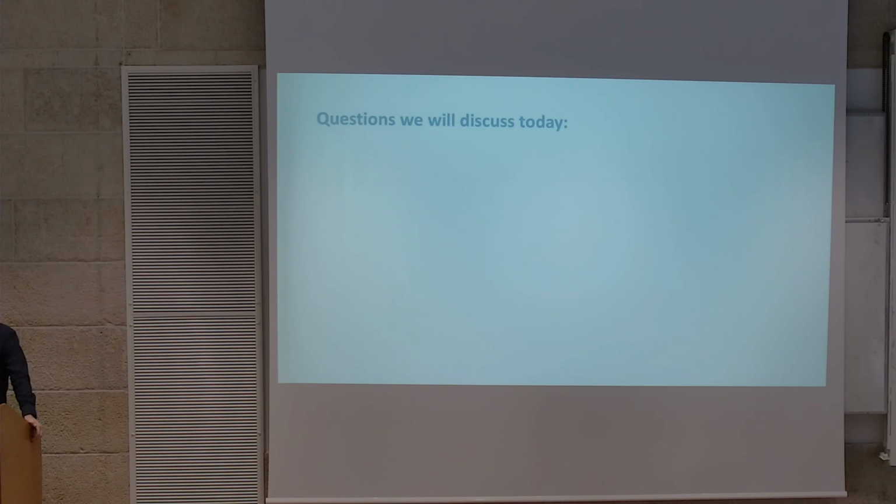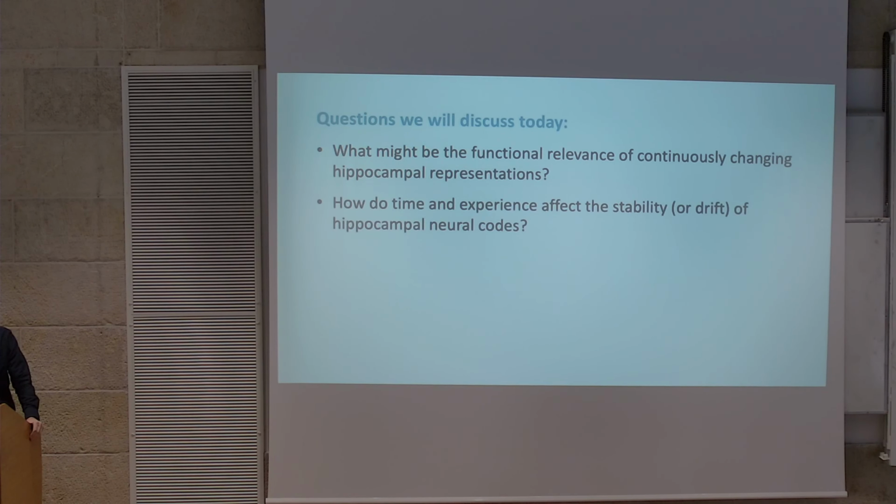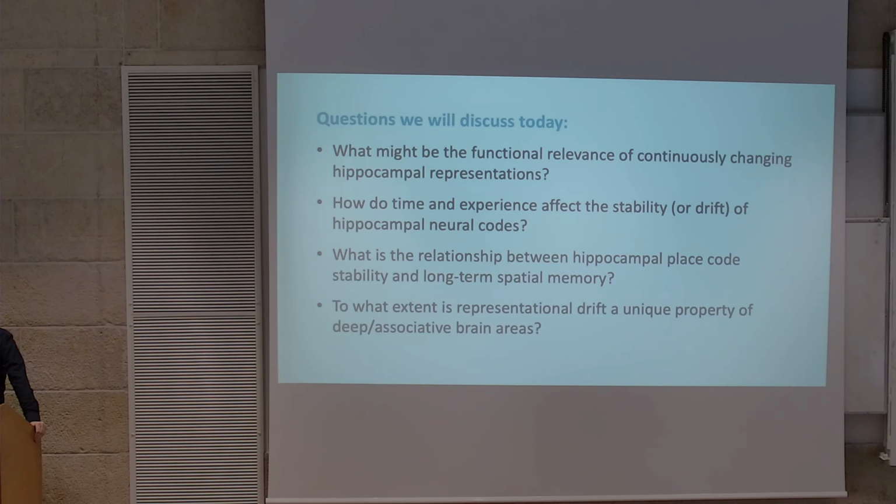discuss some of the questions we address with respect to this big question. The first thing is what might be the functional relevance of the continuously changing hippocampal representation to the function of the hippocampus. How do time and experience, or the absolute passage of time and the amount of experience, affect the stability or the drift in hippocampal neural codes? What is the relationship between hippocampal place code stability and long-term spatial memory? And to what extent is representational drift a unique property of deep or associative brain areas such as the hippocampus, the posterior parietal cortex, and others?